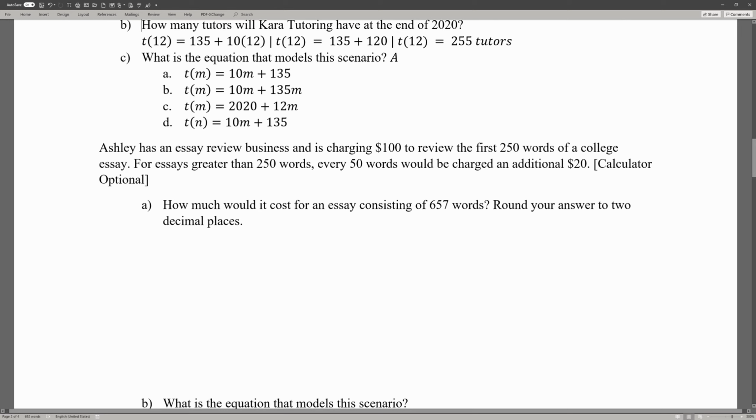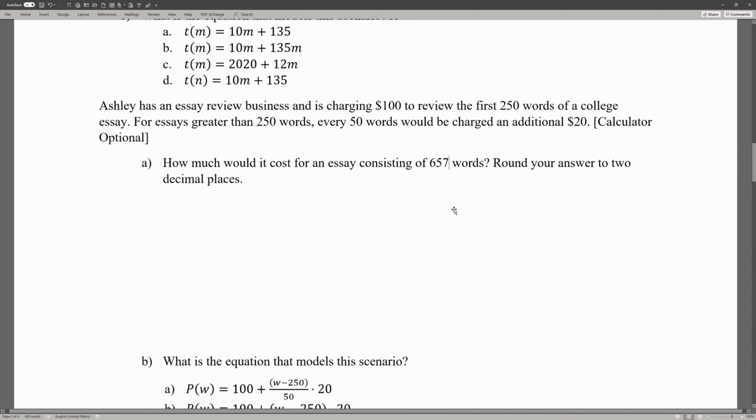Ashley has her essay review business and is charging $100 to review the first 250 words of a college essay. For essays greater than 250 words, every 50 words would be charged an additional $20. How much would it cost for an essay consisting of 657 words? In this case, you have to calculate how much the 7 words are. So you'll have to do some type of fraction, but also, as I said before, make sure to model the scenario in terms of an equation first.